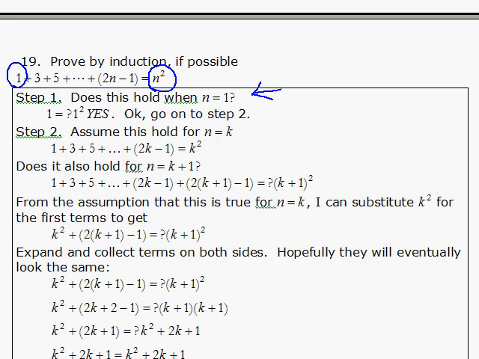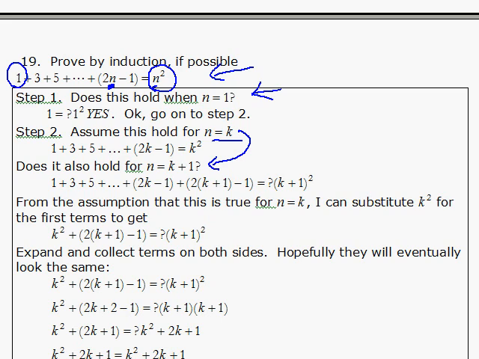In step 2, you assume that this formula is true when n is equal to k. K just being some arbitrary number. You need to get a different index in here. So write it out: 1 plus 3 plus 5 plus all the way up to 2k minus 1. Remember, I replace all the n's with k's, equals k squared. Then I ask, does it also hold if I advance the counter to k plus 1? So I'm going from k to k plus 1, and can I still make it hold?